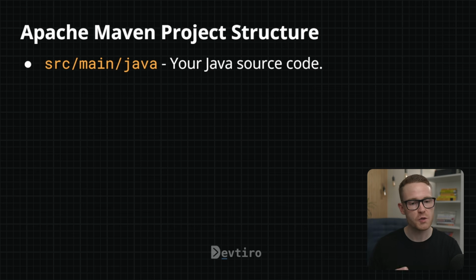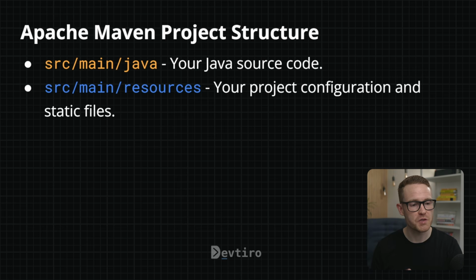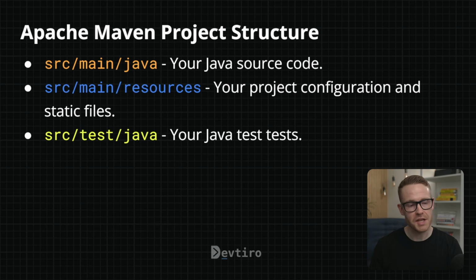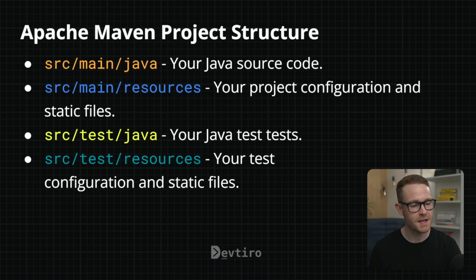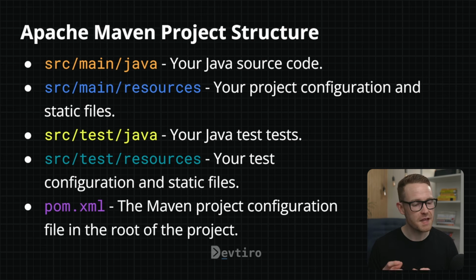We have src/main/java, and that's where you store your Java source code. We have src/main/resources, and this is where you store your project configuration and other static files. Then you have src/test/java, and that's where you store your Java tests. We have src/test/resources, and that's where you store your test configuration and static files used in your tests. And then we have the pom.xml file, and this is the Maven project configuration file that lives in the root of your project.